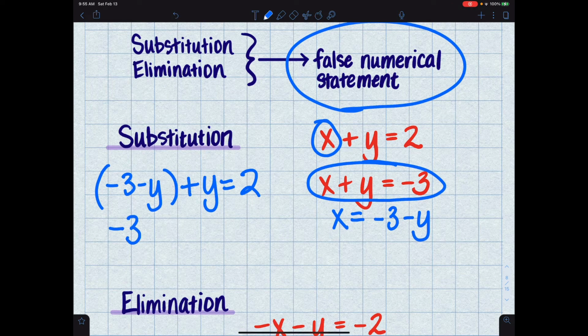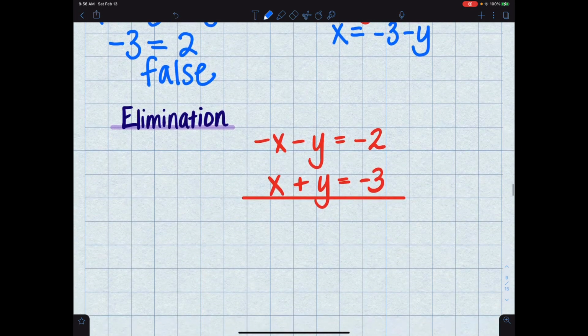-3 minus y plus y just cancels out, so I can just erase that. And then I have -3 equals 2. Is that true or false? It's definitely false. And when it's false, I know that there's no x and y that is going to work for both equations. You just cannot do it. Let's try it with the elimination method now.